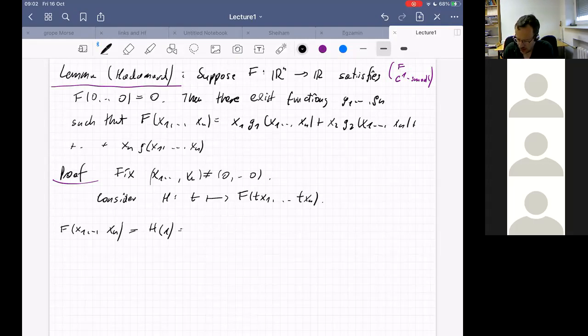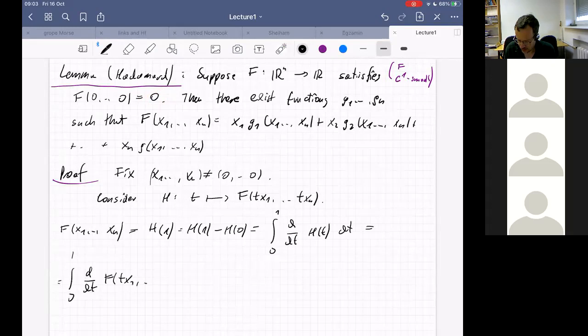And now this is equal to h of 1 minus h of 0, which is equal to the integral from 0 to 1 of d over dt of h of t, and the integral is over dt. So now it is the integral from 0 to 1 of d over dt of f of tx1, ..., txn, dt. So this is equal to, now we use the chain rule.